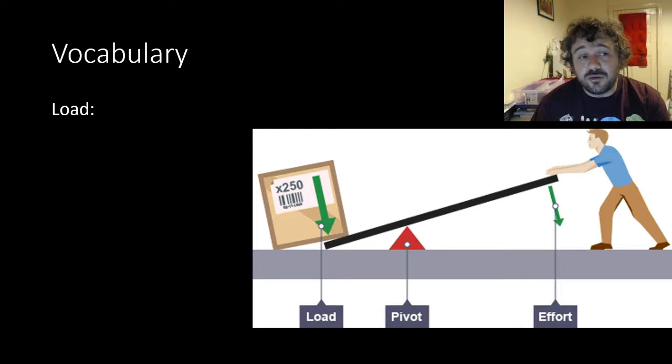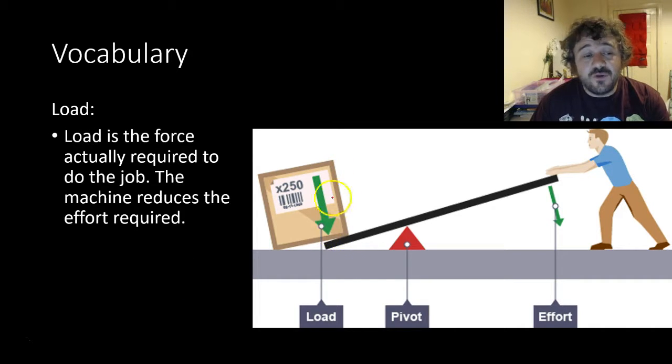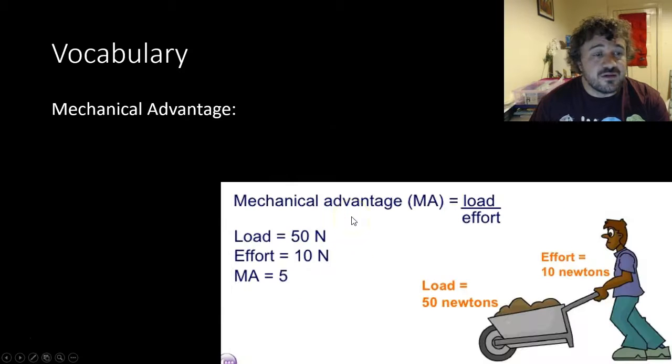So let's have another thing. Let's have a look at the word load. So load is basically the force required to actually do the job. In this case, if we want to just lift this box up here, the amount of energy required to lift it, or the amount of force required to lift it, is the load. The machine makes that easier by pushing here. We'll talk about how levers work in a different video. That's the effort. The effort is the amount of force it takes to do it once using the machine, but the load is the raw force that it requires.